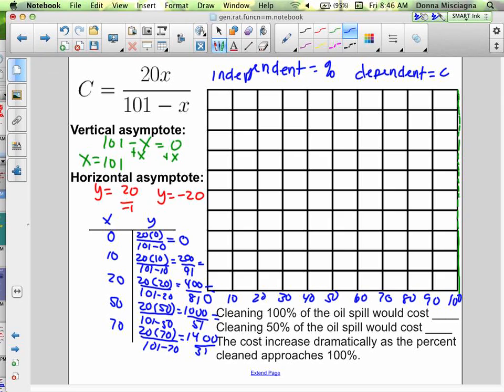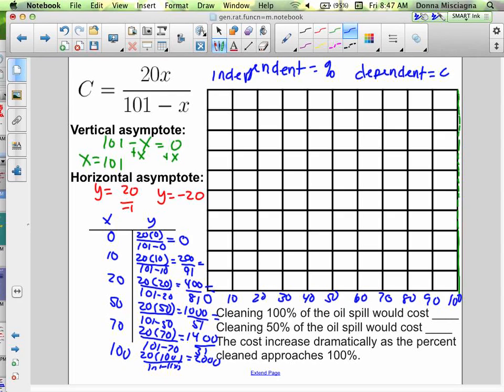And let's do 100% of the job. If we do 100%, that's going to be 20 times 100, and in the denominator, it's going to be 101 minus 100. You can see that, hopefully. I don't know what happened to my 100 there. But 20 times 100 would be 2,000, and then divided by 1. So that's 2,000.